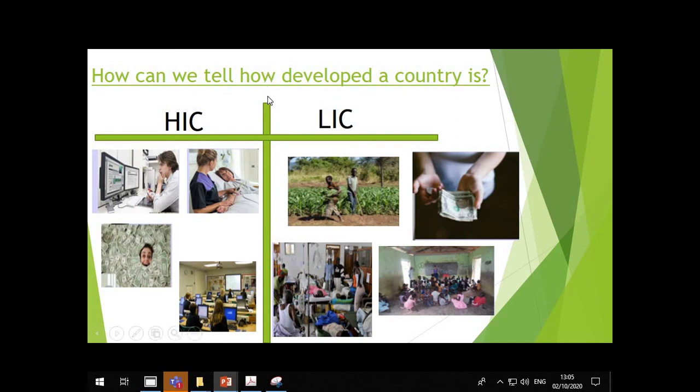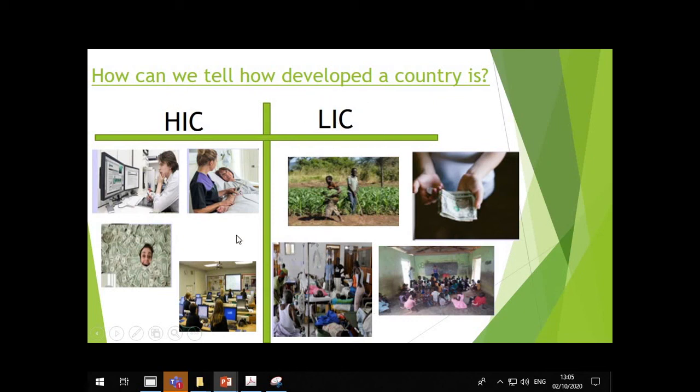I'd like you to draw a small T-table in your book. Just a T-table, sorry, not a T-table graph. T-table, my favorite table because it's the most simple. One line down, one line across. You can put HIC here and LIC here.